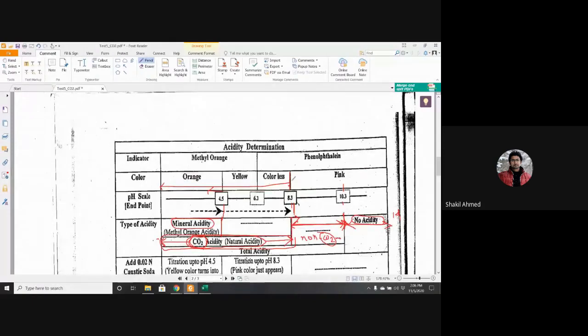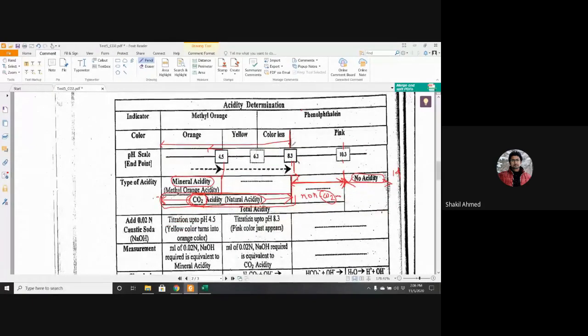Now we need an indicator that will change color at 8.3, and that will indicate that we have reached 8.3. That means all the carbon dioxide acidity has been accounted for. That indicator is phenolphthalein indicator. Below 8.3, phenolphthalein is colorless. At 8.3 it changes its color to pink.